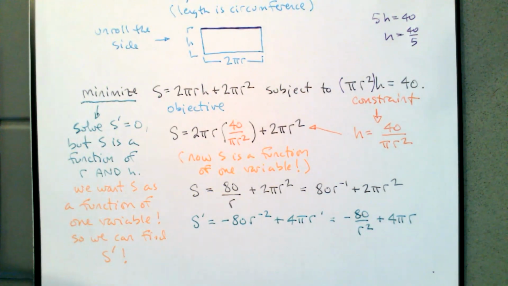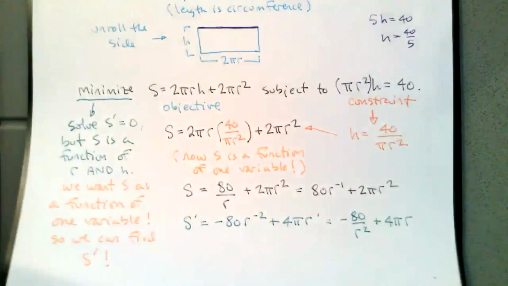Any questions up to this point? Why don't we use the product rule to get the derivative of 2 pi r squared? Pi is constant. Pi is not a variable. Okay, thank you. So let's flip the page and set this derivative equal to 0 and solve.